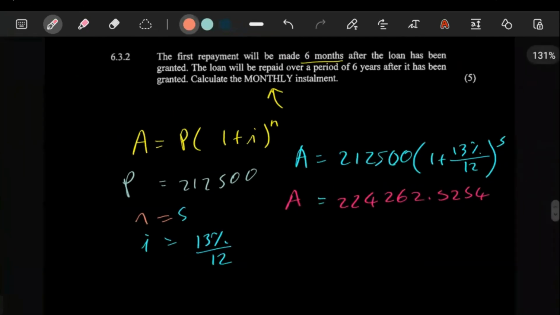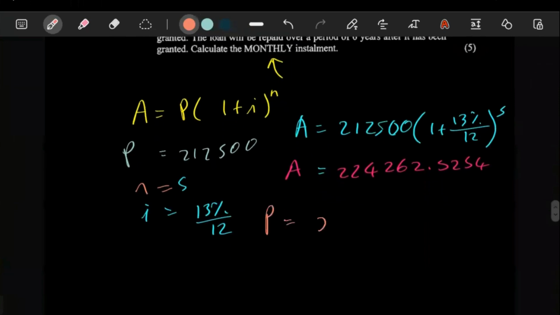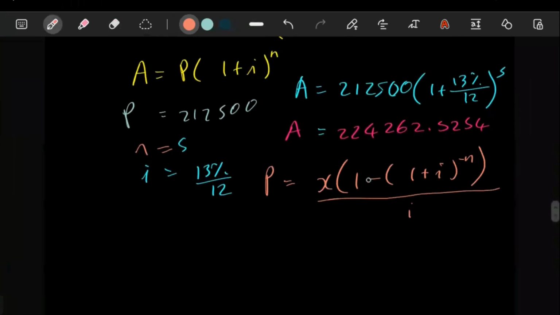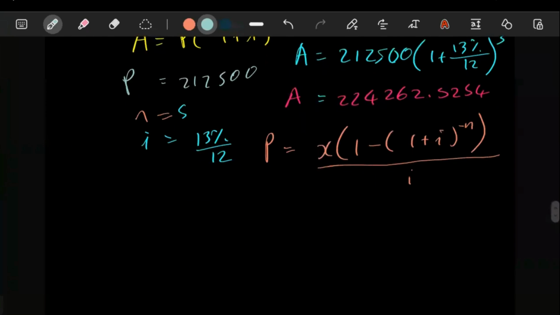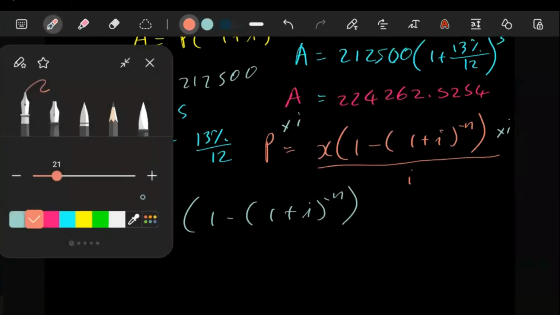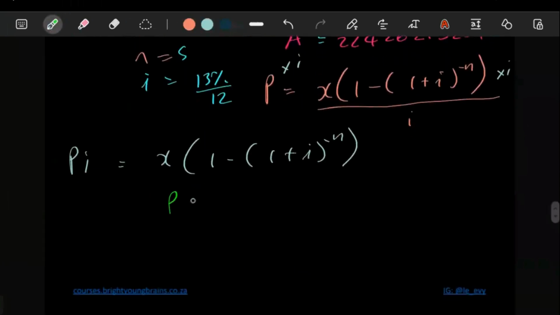So if you're going to work out the monthly installment, you have to use the P formula now. x times 1 minus 1 plus i to the power of negative n. Oh, it's supposed to be a negative. Negative n, the whole thing over i. And then since you want to work out x, you can just isolate x. So here you can multiply by i on both sides. It's going to be Pi is equal to x in this big bracket here. So you're going to divide everything by the big bracket on both sides. You're going to have Pi over the big bracket at the bottom, and then here you can have x on its own.